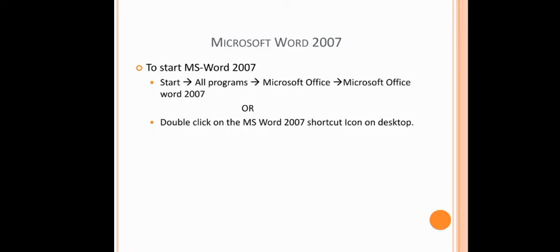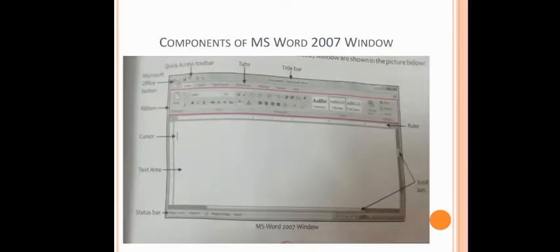Or you can use another way by double clicking on the MS Word 2007 shortcut icon on the desktop. You can also open MS Word by this step. After doing one of these options, you will get a window in front of you where you will get the option blank document. Select that, and after that click on create, and you will get an MS Word 2007 window like this.